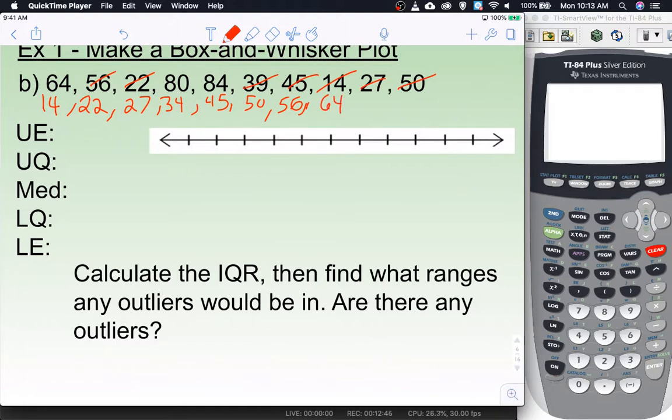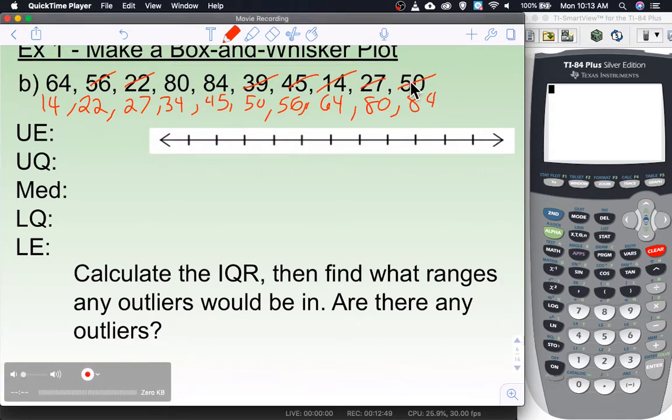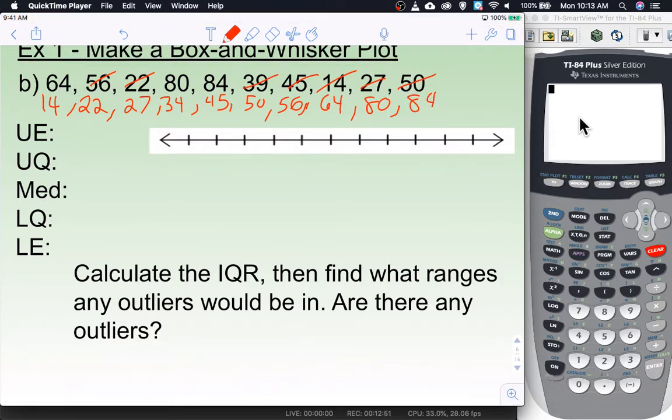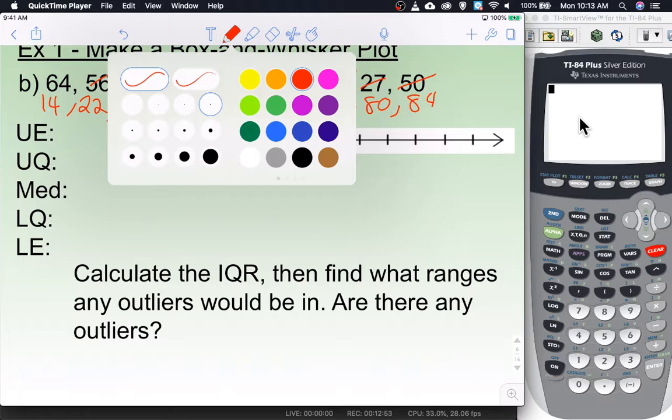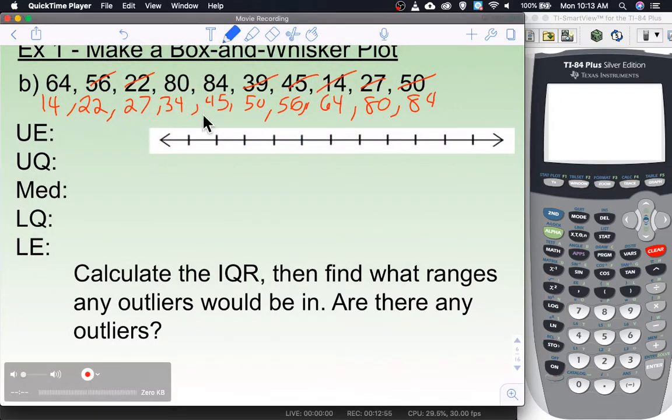64, 80, and 84. So you see how I have the exact right number of numbers? If I kept everything lined up, that's good. All right, so median. There are 1, 2, 3, 4, 5, 6, 7, 8, 9, 10 numbers. That's an even number, which means I'm going to have 2 in the middle. Those 2. 1, 2, 3, 4 bigger, 1, 2, 3, 4 smaller. These 2 numbers are in the middle.